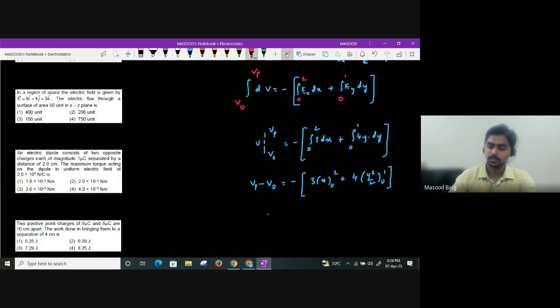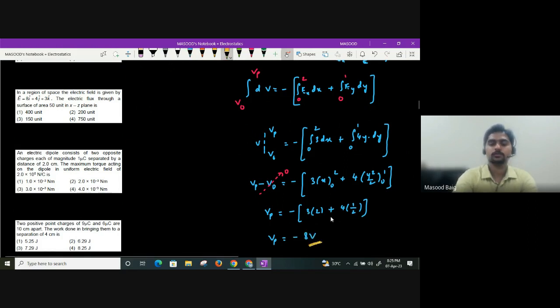So what is potential at origin taken to be? Potential at origin is considered to be 0. So what we can write potential at point P as minus of, I'll get it as 3 into 2 minus 0 is 2 only, plus 4 into 1 by 2 minus 0 will be 1 by 2 only. So 6 plus 2 will be minus 8 volts, guys. It's a very important question. Good question again. Clear, all of you?